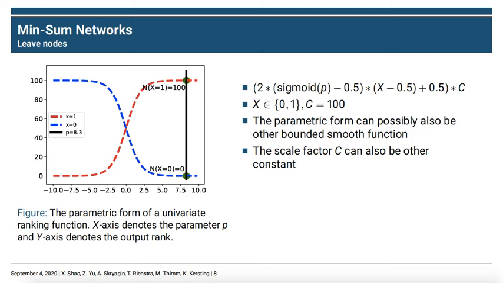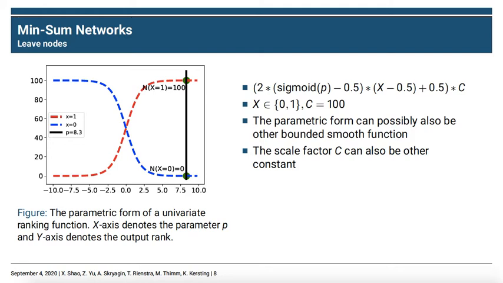Now let's have a closer look at the leaf nodes. The figure on the left side illustrates this function, and the formula on the right side is the functional form. P is a parameter we want to optimize, and X is the variable we want to model. We assume this variable is binary here, so either 0 or 1. And C is a scale factor.